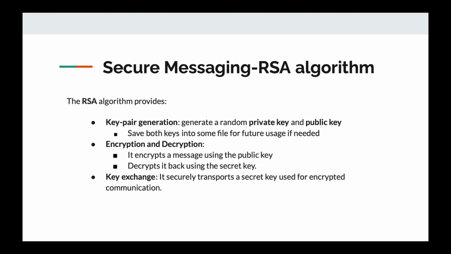First is the key pair generation. We generate a random private key and public key and save both keys into some file for future usage. Secondly, we need to execute encryption and decryption, which encrypts a message using the public key and decrypts it back using the secret key. Lastly is the key exchange. The RSA algorithm securely transports a secret key used for encrypted communication.